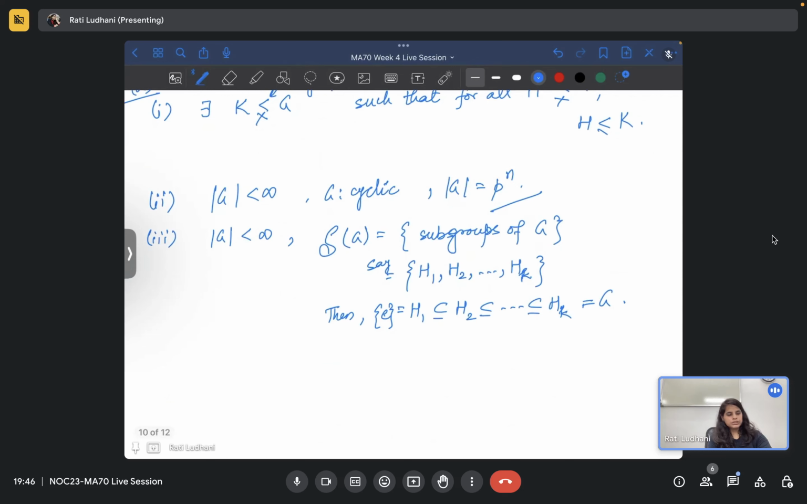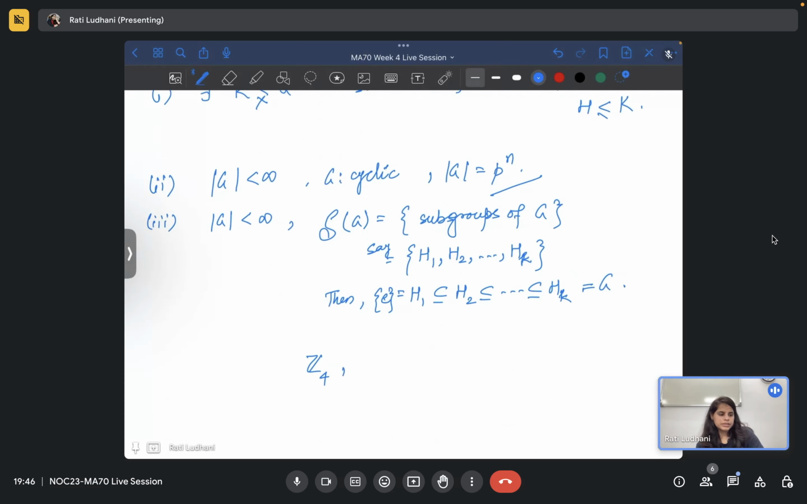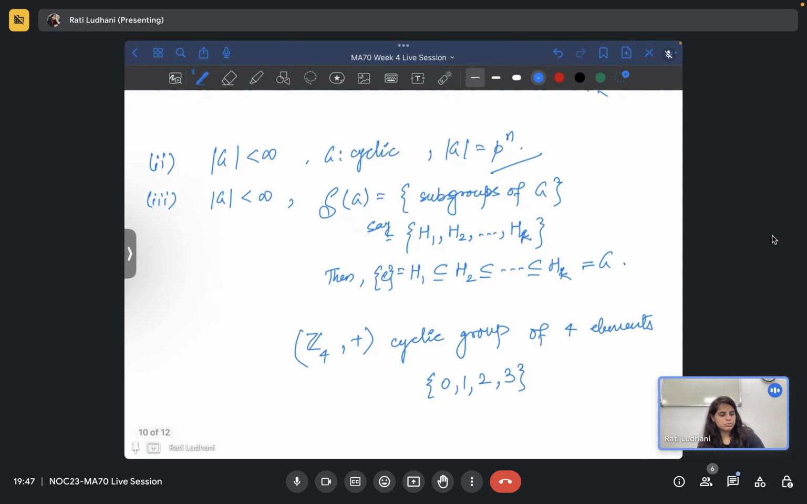So for example, you just take the order of the group to be p to the power something. Yeah, exactly. So for example, let's take this. This is a cyclic group of 4 elements, right? So this is 0, 1, 2, 3, and the operation is mod 4.